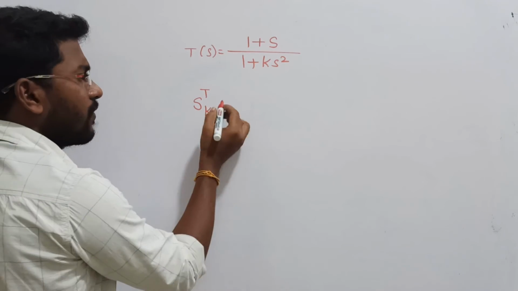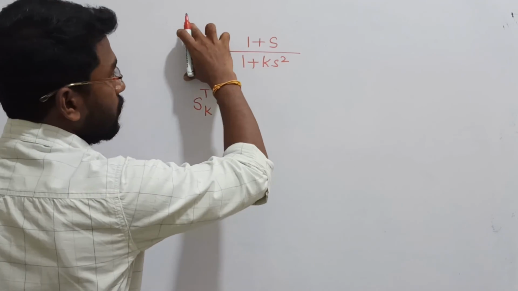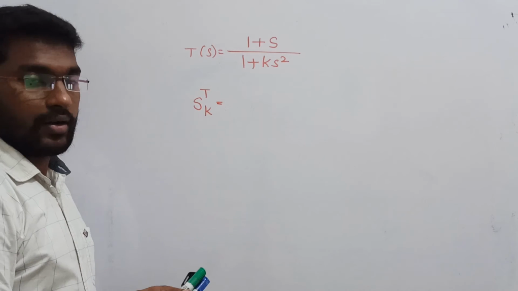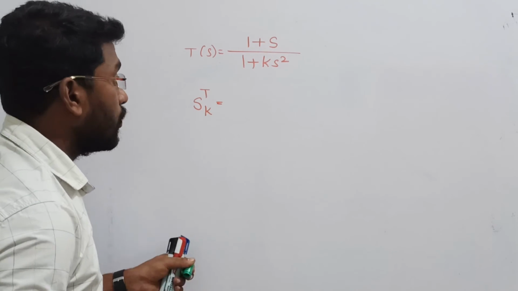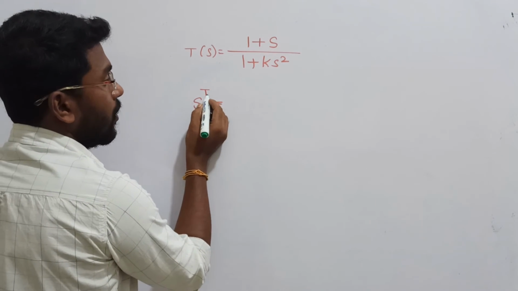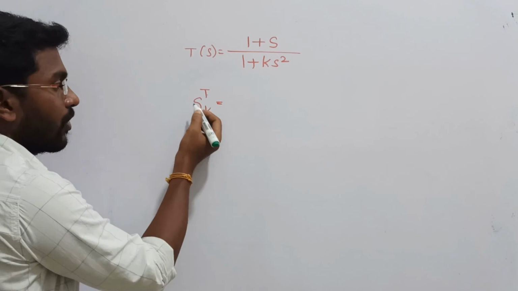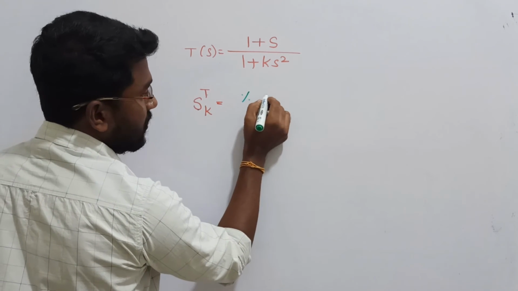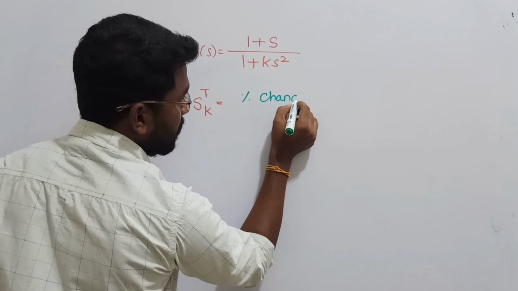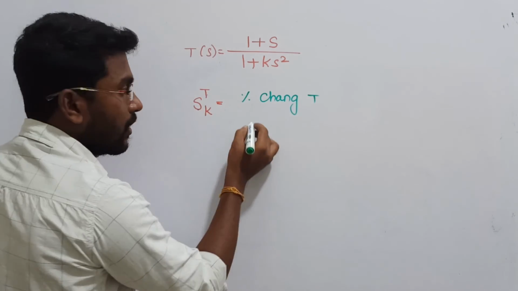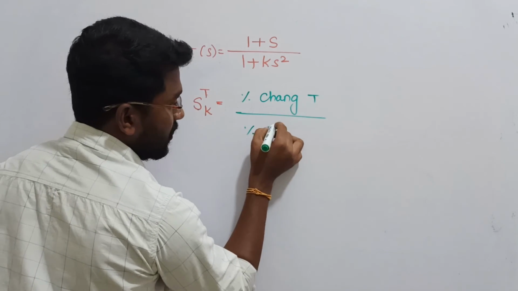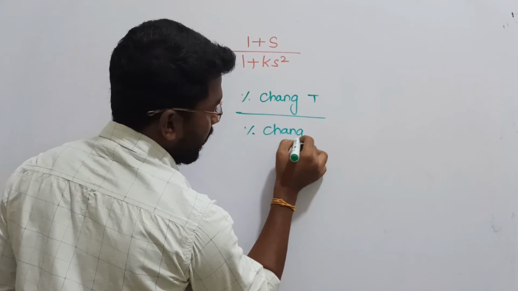If it is given like that, then what do you have to do? The transfer function T is given. You just have to find out the value of the sensitivity of the overall transfer function with respect to k. How will you write it? Sensitivity is the percentage change in my overall transfer function with respect to the percentage change in k.